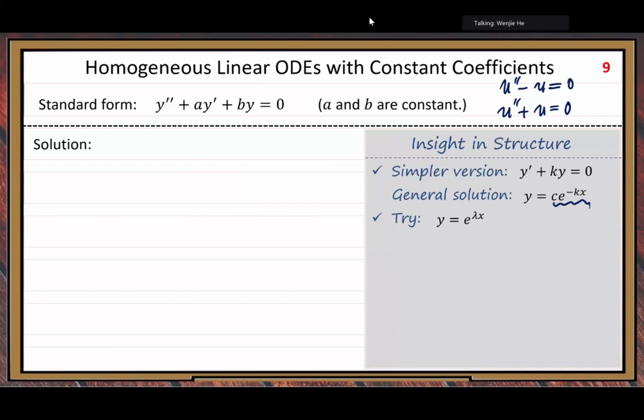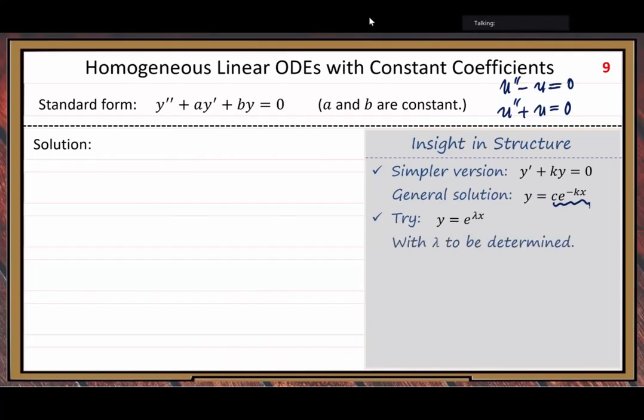e to the lambda x. Here we have the freedom to choose different lambda to make this function a possible solution of the original equation. That's the idea. Because this form makes the first order work, at least we try this exponential function. Is it possible that it can also make the second order constant coefficient ODE work? At least we try the idea.